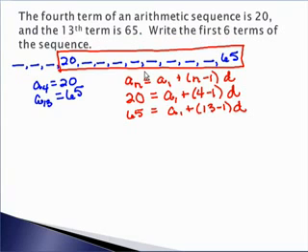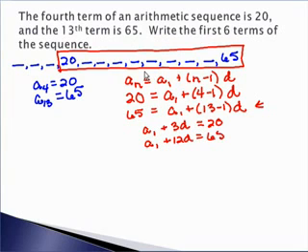Okay, so our first equation then, 4 minus 1 is 3. So I have a sub 1 plus 3d is equal to 20. And then in the second equation, we would have a sub 1 plus 12d is equal to 65. Okay, so we could solve that system of equations, and then we'd know what the value of the first term is and the value of d, the difference. And then we could figure out anything else we need to know.